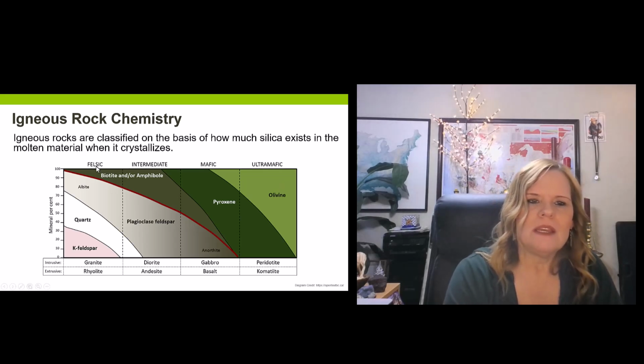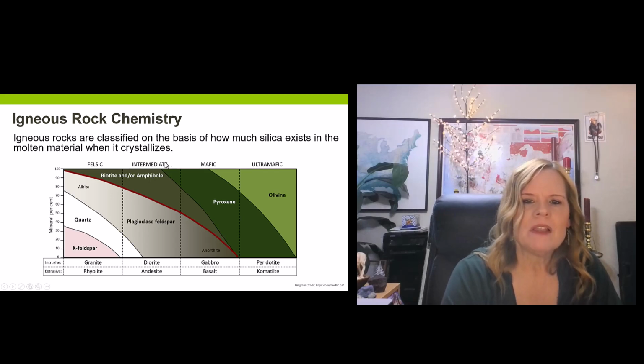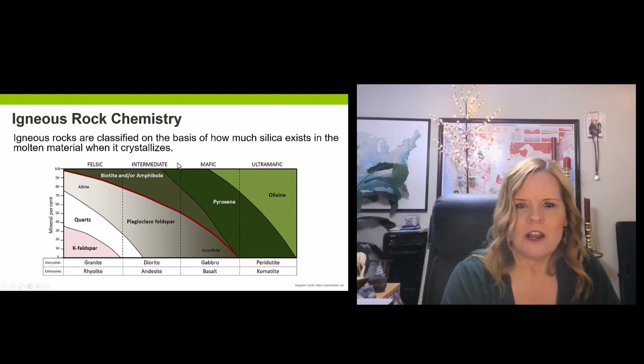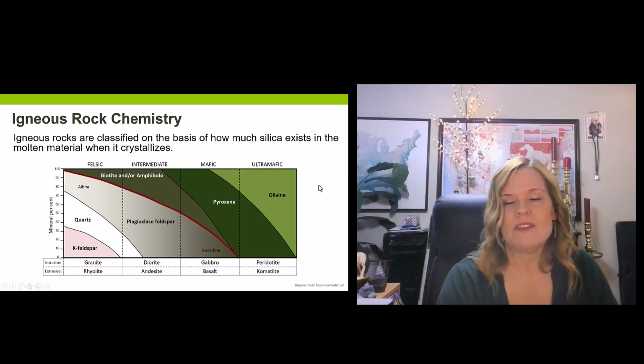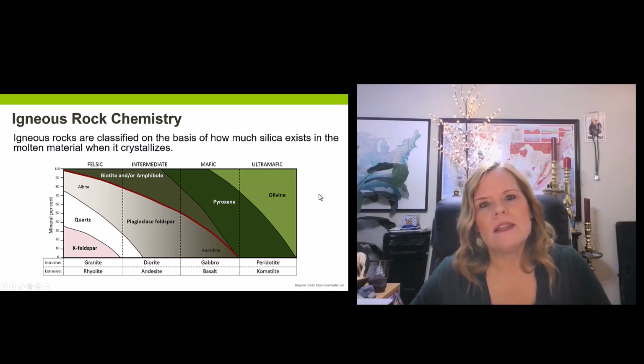So intermediate is going to be predominantly shades of gray with maybe a tad of black as you're getting close to mafic. And mafic's going to be predominantly blackish, and sometimes it can rust into red with some green. And then if you get ultramafic, it's going to be a dominance of black and green.